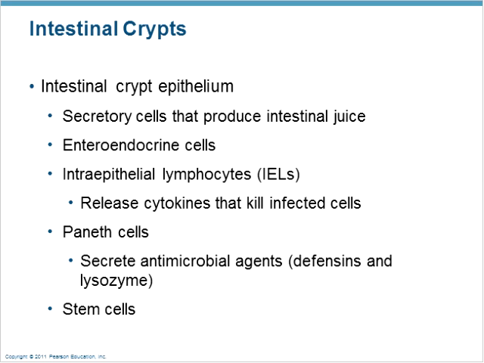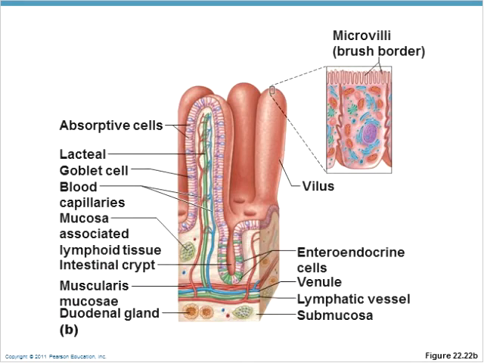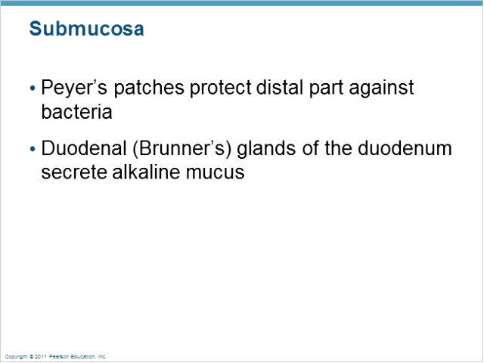The intestinal crypt epithelium is made up of secretory cells that produce intestinal juice, and the enteroendocrine cells. Also the intraepithelial lymphocytes, IELs, which release cytokines that kill infected cells. The Paneth cells secrete antimicrobial agents like defensins and lysozymes, and finally stem cells are located there. This takes you through all that process. Look at the villi and the microvilli.